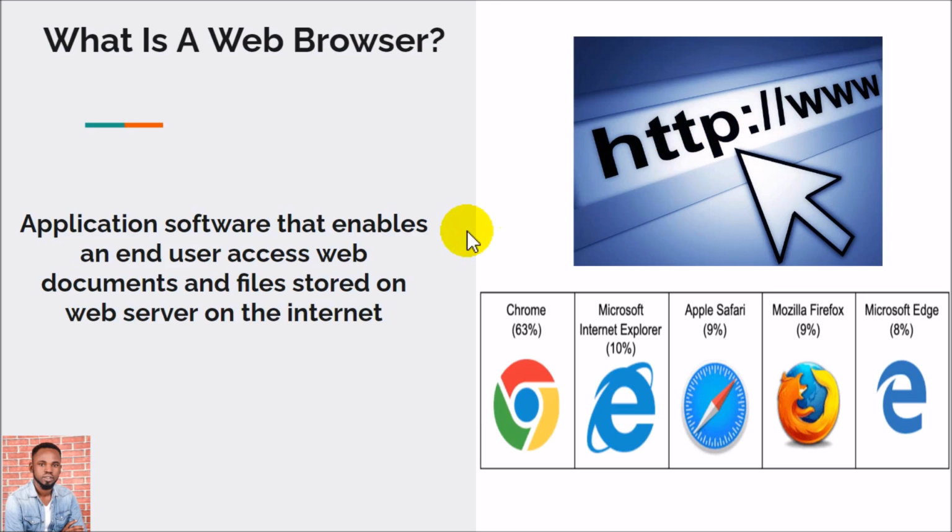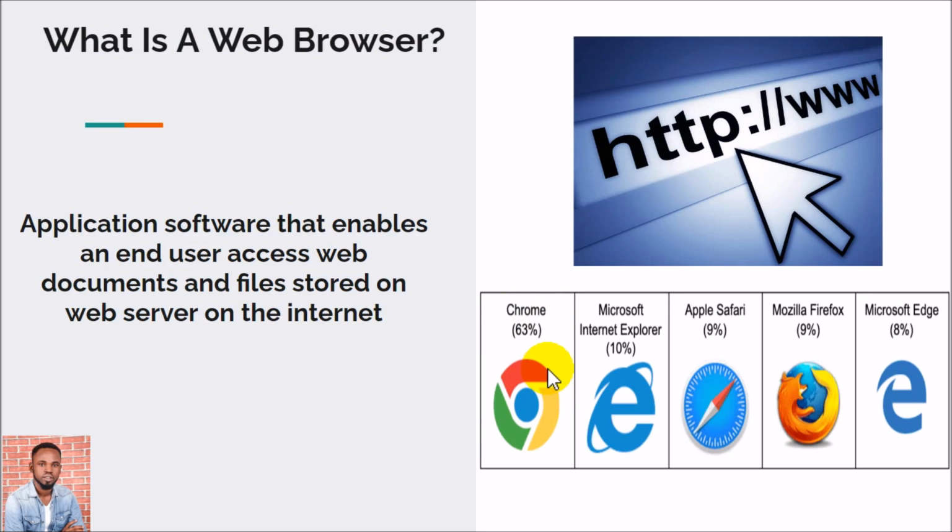So we have many web browsers that you can use today. The Google Chrome, which is actually the top one, is owned by Google. They occupy a large percentage when it comes to web browsers out there, because people mostly search things on Google.